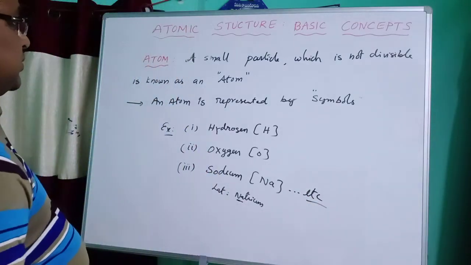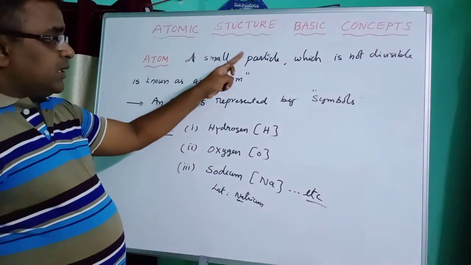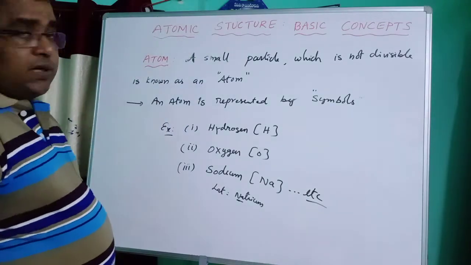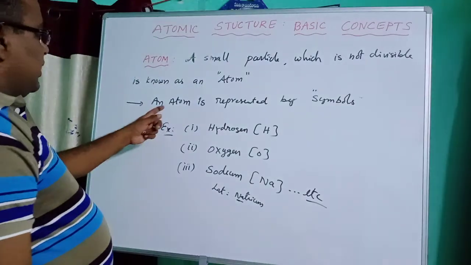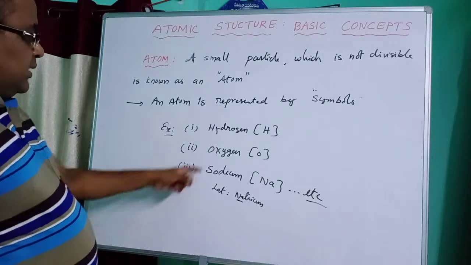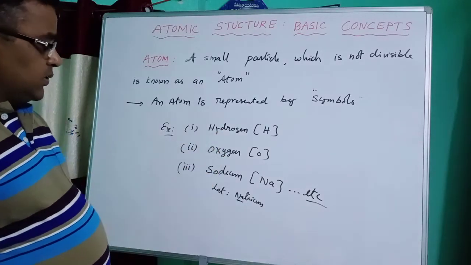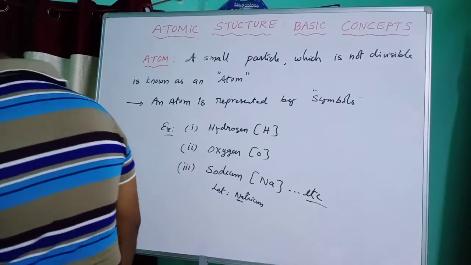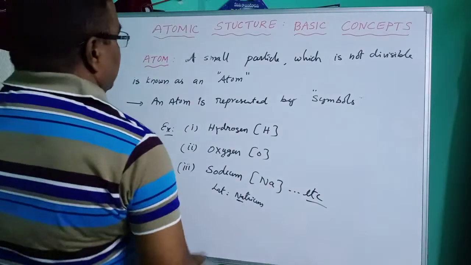So these are the atoms. So what is an atom? A small particle which is not divisible is known as an atom. An atom is represented by symbols. So example: hydrogen, oxygen, sodium, etc. So let me explain about molecule.